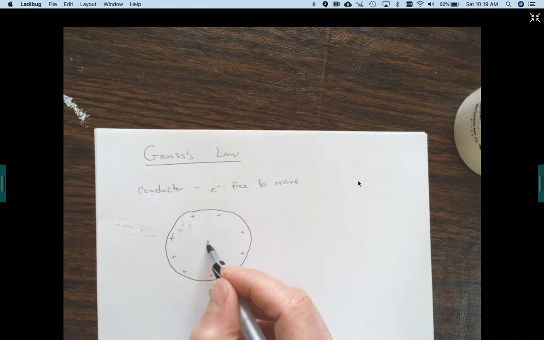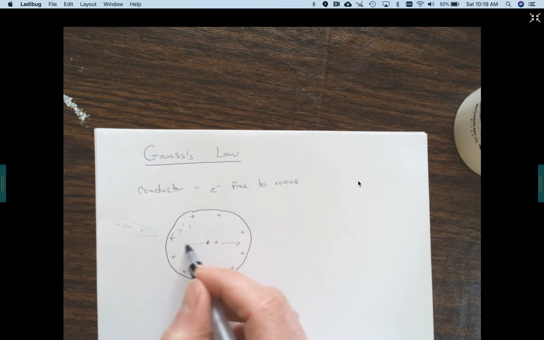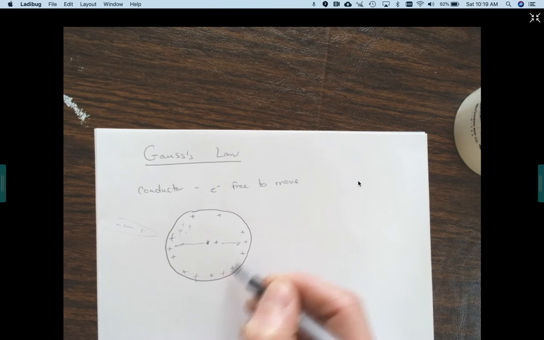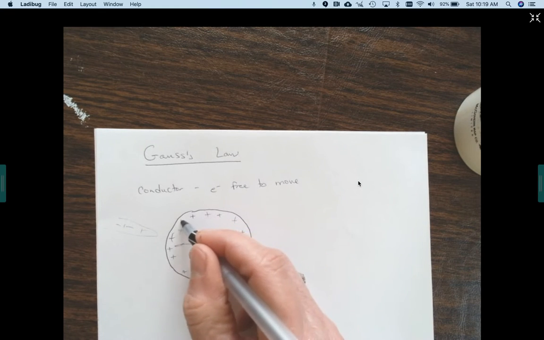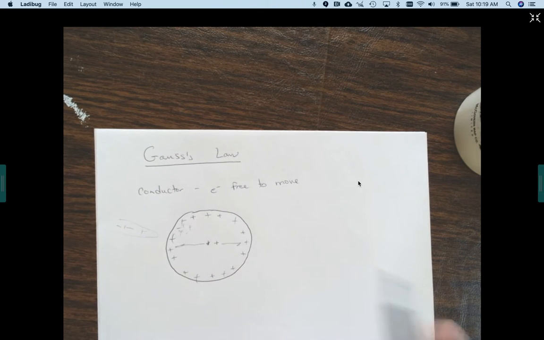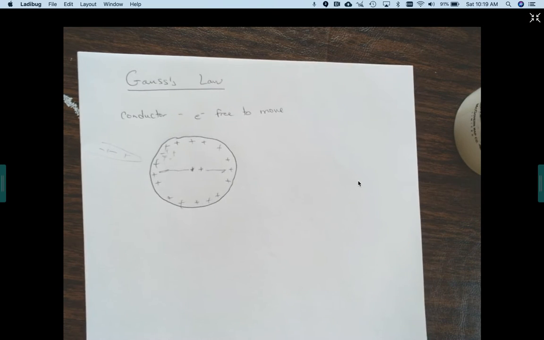If I put a plus charge here and a plus charge here, they're going to repel each other and want to move out, and so they'll end up on the surface. So all of the charge will be uniformly distributed around the surface. And again, this is just 2D, but this would be true in 3D as well. So we need to understand that that's where the charge goes for a conducting sphere.